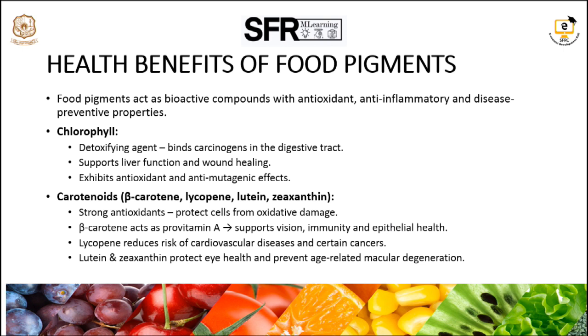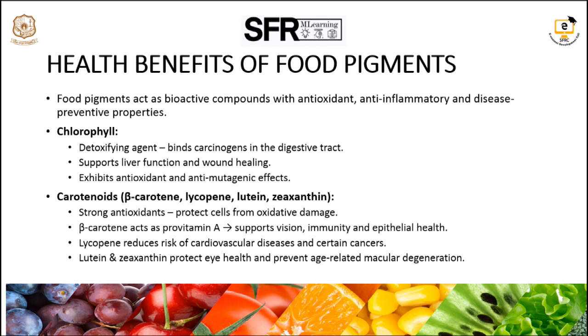The next one is carotenoids, a very large group of substances. These are strong antioxidants that protect the cells from oxidative damage. Oxidative damage is caused by free radicals generated from pollution and other causes like respiratory burst in the human body. These free radicals damage the cells. The carotenoids possess antioxidant activity which neutralizes the free radicals and protects the human cells.